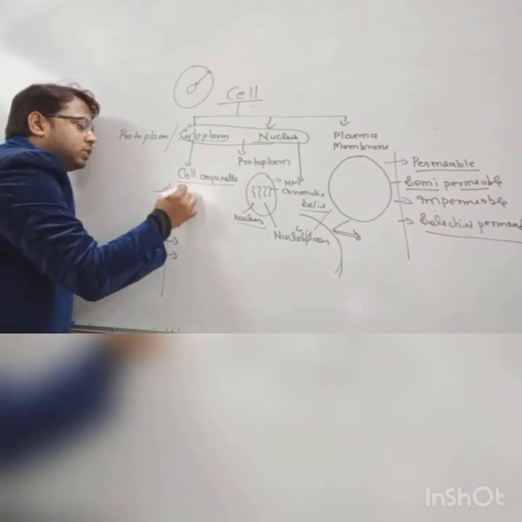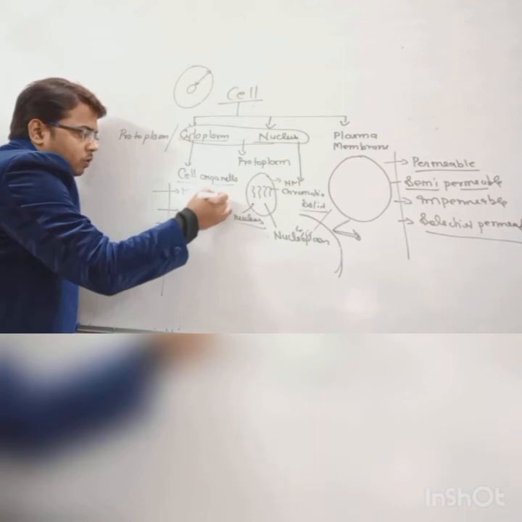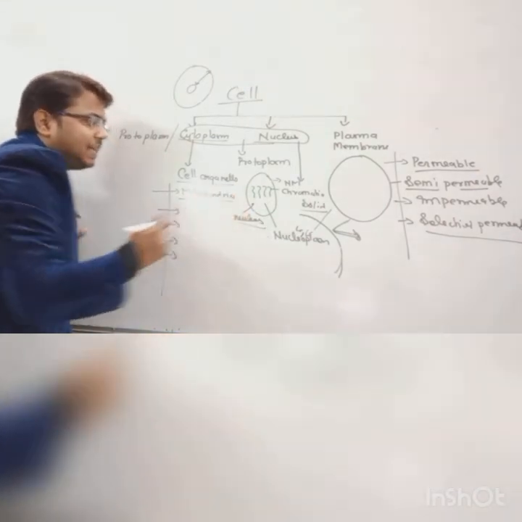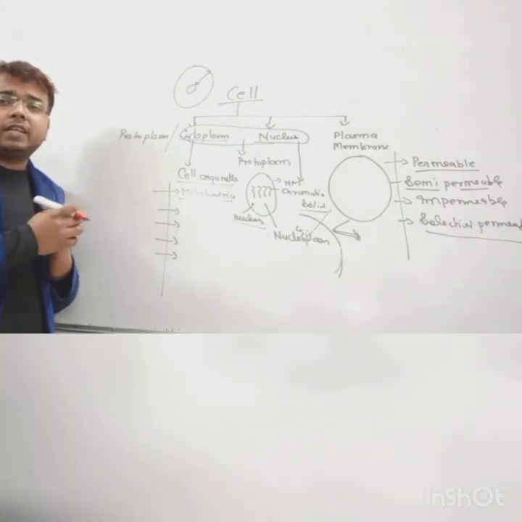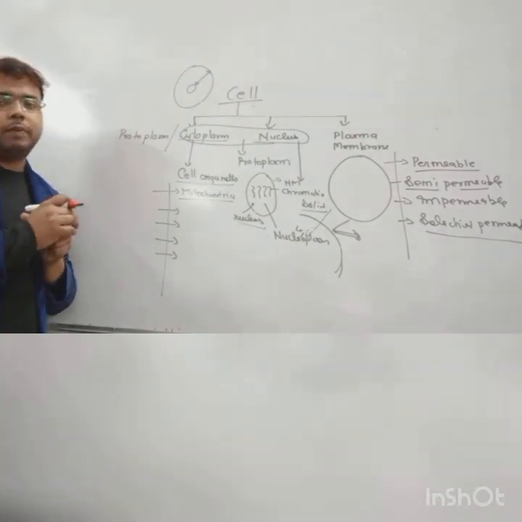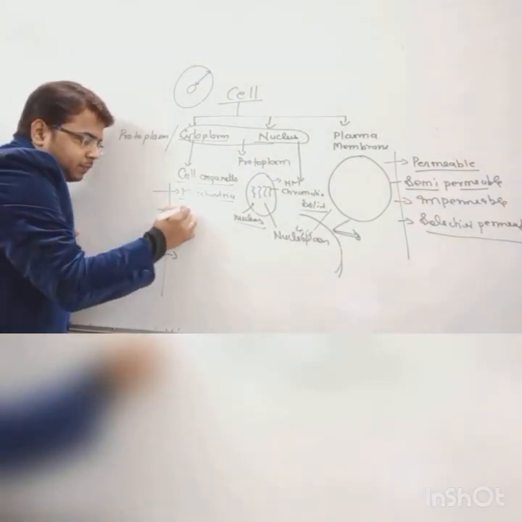The first one is mitochondria. In short, we can say that the mitochondria is the powerhouse of the cell. It provides all the energy, whatever the energy requirements are, that is provided by the cell organelle, the mitochondria. The second one is chloroplast.